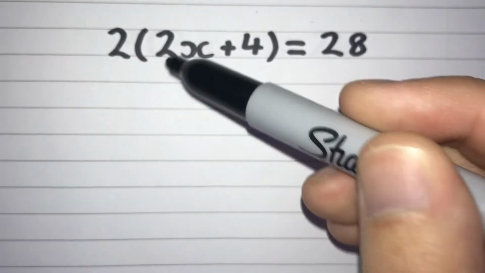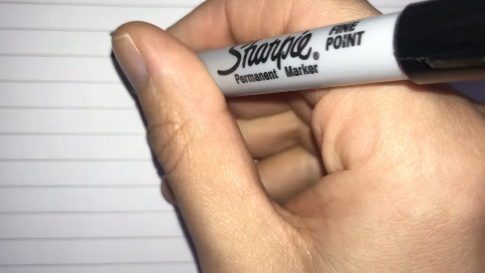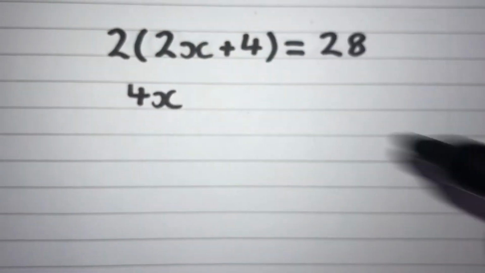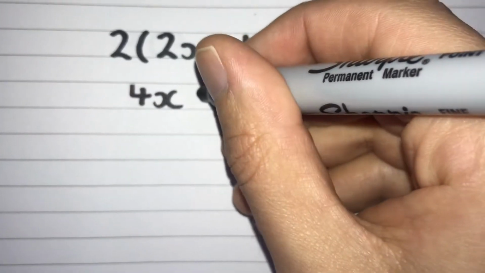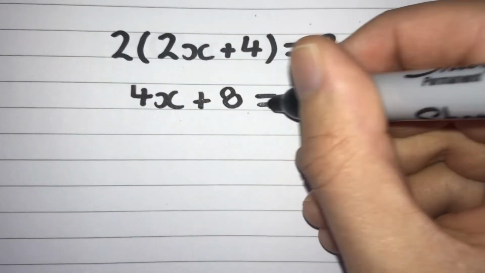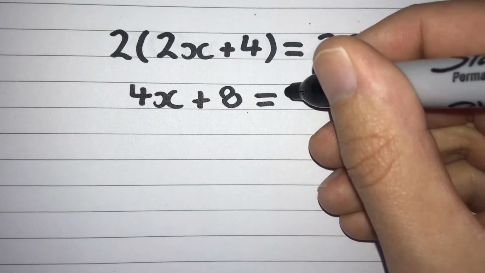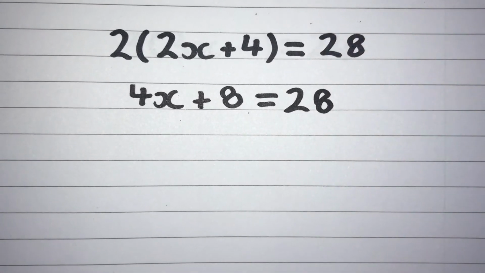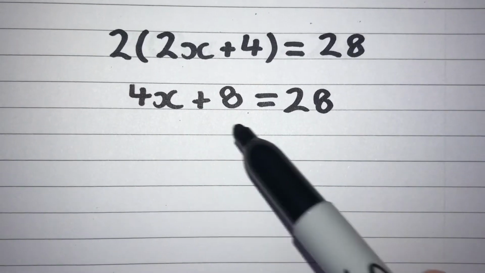2 multiplied by x gives us 2x, and 2 multiplied by 4 gives us 8. So we have 2x + 8, and that's still equal to what we've got on the right hand side, this 28. Now, once we've done this step, we've got a two-step equation: 2x + 8 = 28.